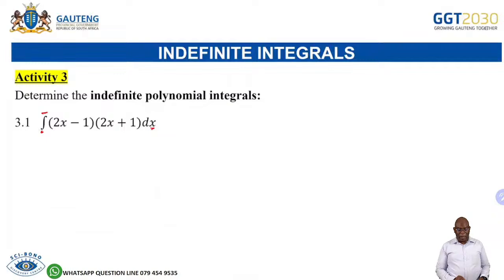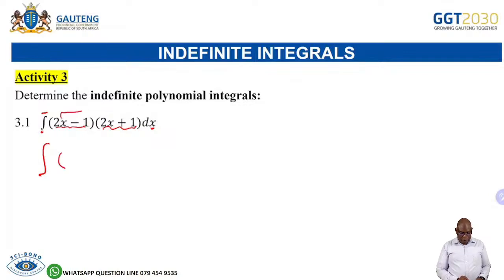My slices are x. So in this case, 2x minus 1 multiplied by 2x plus 1. I must first simplify. If I don't simplify this, I cannot be able to find the correct integral of it. When I'm simplifying, the integral sign will always be there. So I first simplify, the integral is there.